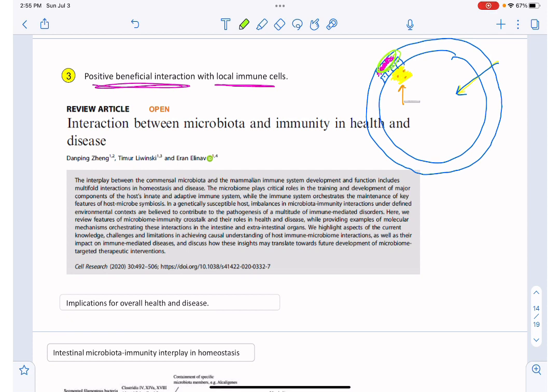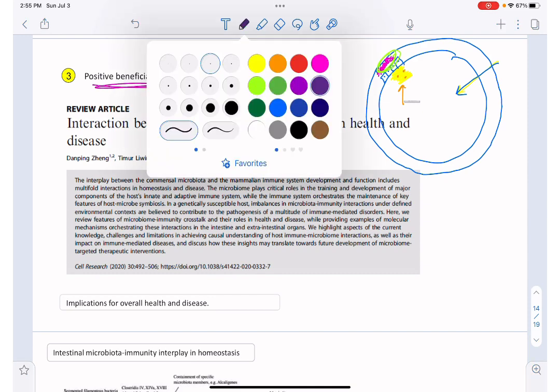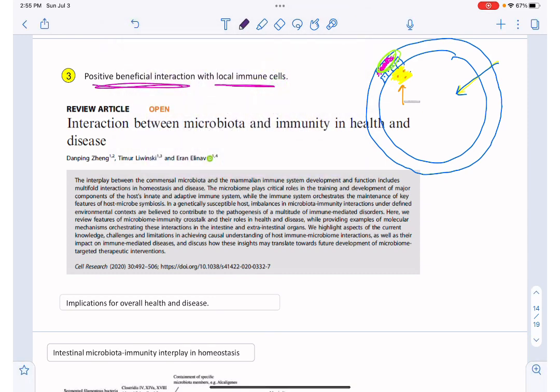And so what they're finding is that there's positive beneficial interactions between the gut microbiome and the immune cells below that. And that's become a pretty important area of research. And this is a recent research article that came out about this, and I'll let you read the abstract about it. And you do have access to this PDF article on the Canvas page.